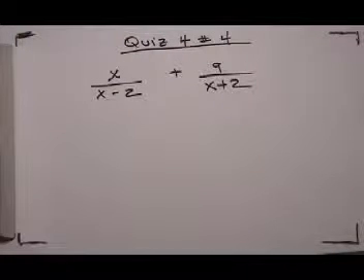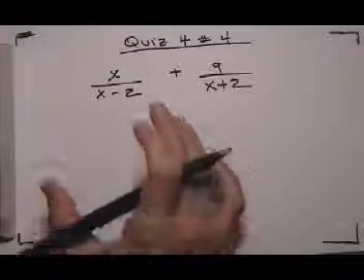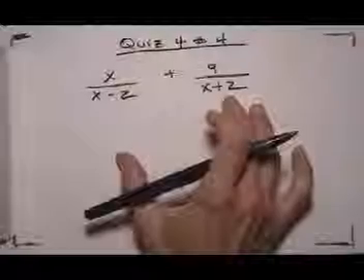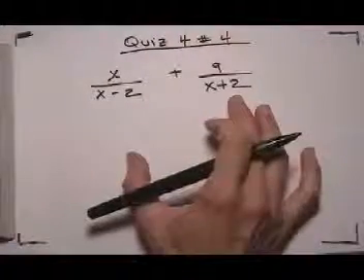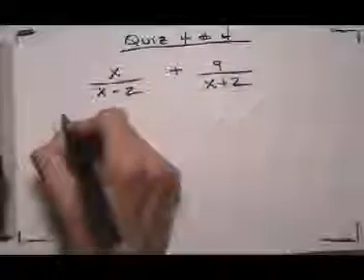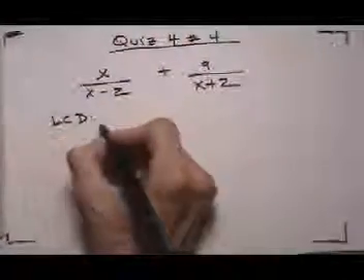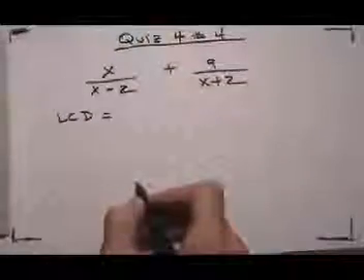Quiz 4, number 4. Here we have algebraic fractions being added together. So what we're going to want to do is find the LCD first, because when we add two fractions, we need to have a common denominator. And this is how we're going to build the least common denominator when we have algebraic fractions.